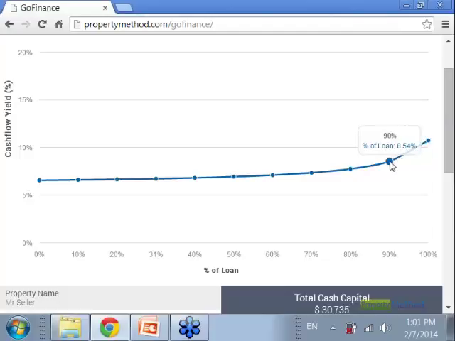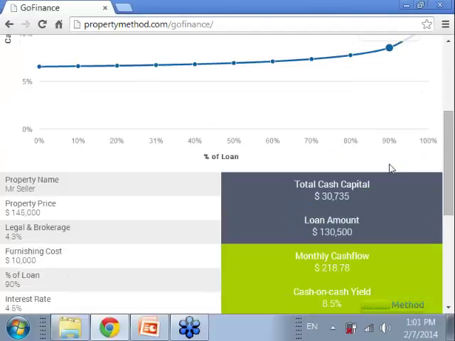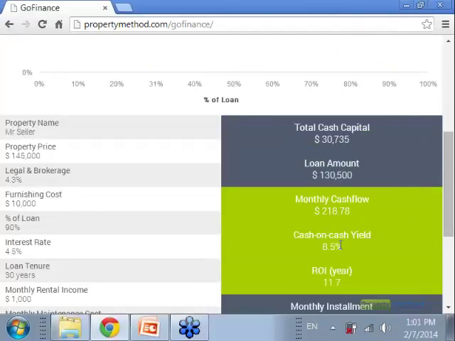We can just move up every increment of 10% of loan. How would the rental investment change? So in this case, if we still go for a 90% loan, but we are able to get a discount of 5,000 from Mr. Seller, we see that the cash on cash yield goes from 8% to 8.5%. And the monthly cash flow, not much change.